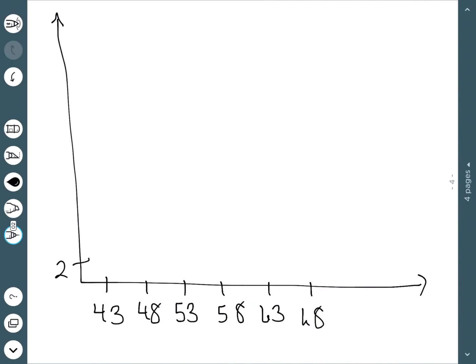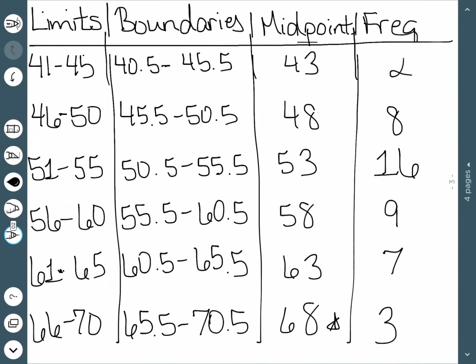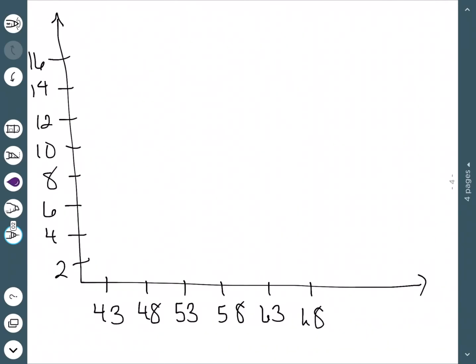And just like last time, our frequency should go up to 16. So we have 2, 4, 6, 8, 10, 12, 14, and 16. And now we just need to start plotting our frequencies. Looking at the table, we can see that our first two frequencies are 2 and 8, so we'll start with those. On our graph at 43, we'll graph the point 2, and at 48, we'll go up to 8.